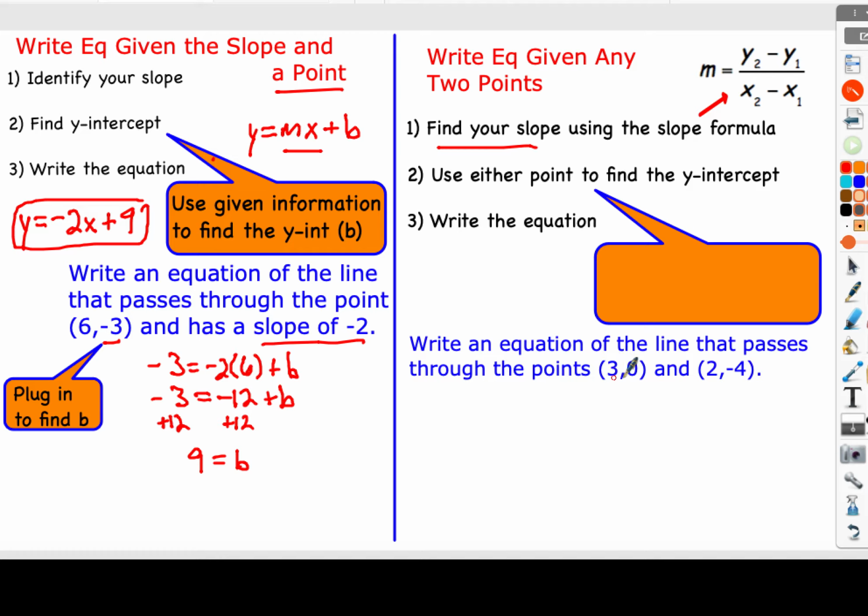Now notice neither x value is 0. So I don't know the y-intercept. We'll have to go get that in a minute. But again, first I need to know the slope. So let's start with that.